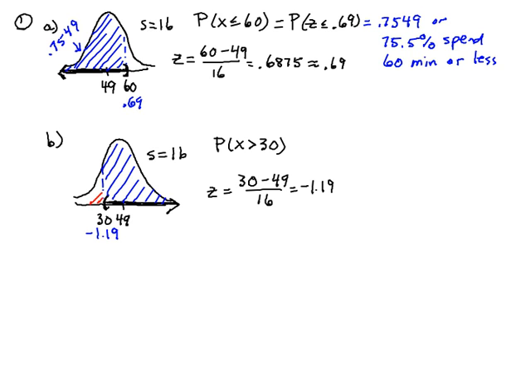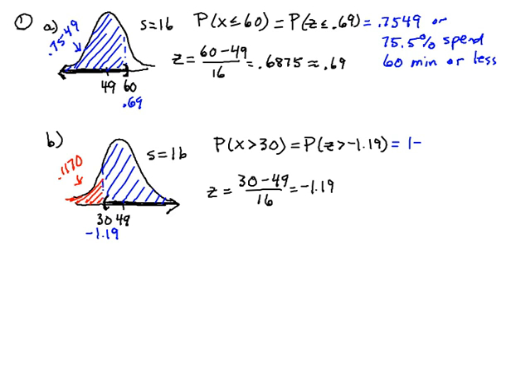The table gives me a value for the area looking down. The table always works that way. It takes the z-score and looks down from that. So 0.117. That's not the area that I want. That's not the probability that I'm looking for. So what's the probability that x is greater than 30? It's the probability that z is greater than a negative 1.19, which is, since the area under the entire curve is 1, it's the blue shaded area that I want. That's going to be the answer.